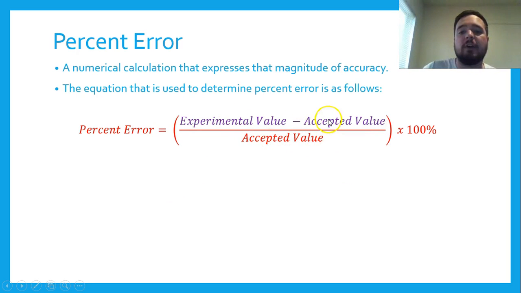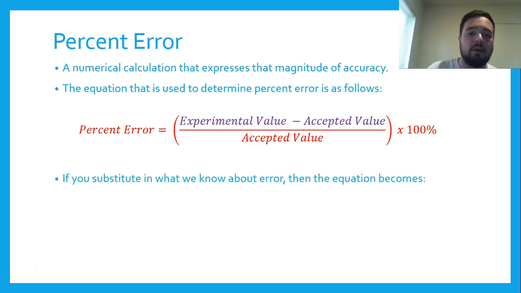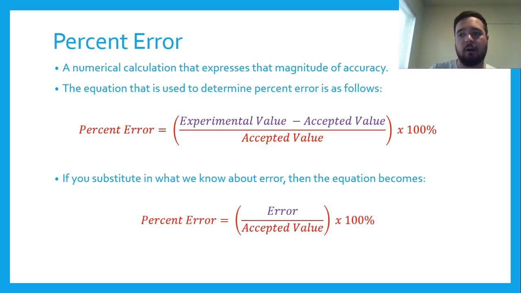Now, if you notice, both of these, top and bottom, don't have units. So when we multiply by the 100%, it gives the unit of the percent sign, which we can use to mathematically manipulate further on in our research if need be. Now, if we substitute what we know about error, which we just learned about in the last slide, we can actually fit the equation to become something like this. Percent error is equivalent to error divided by the accepted value times 100%.